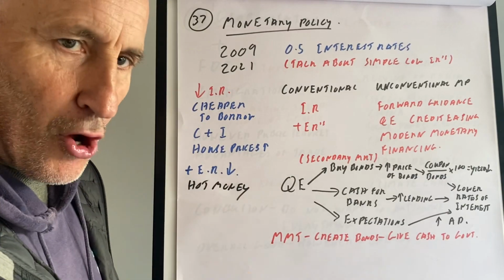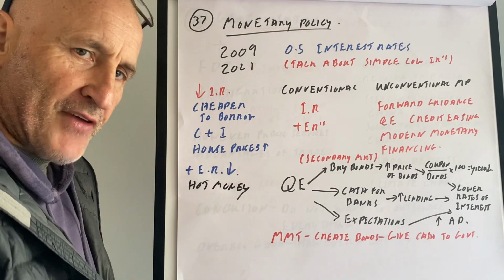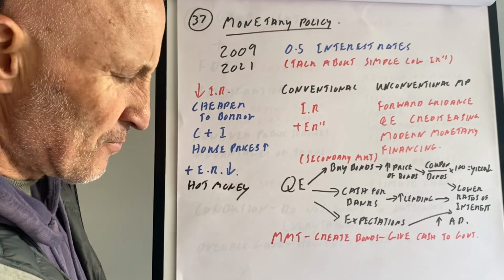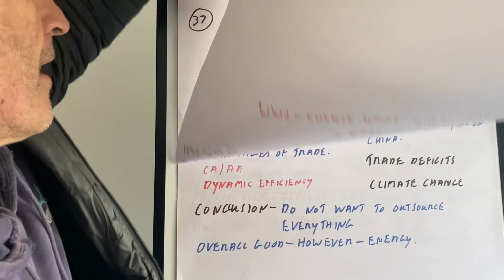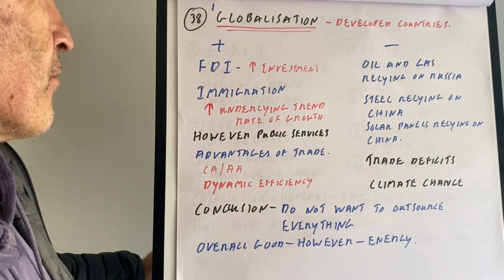MMT is you create the bonds yourself and then you give the cash straight to the government. And remember, we have that discussion, is this then a bit like, is monetary policy becoming like fiscal policy? Okay, but remember, you print loads of money, MV equals PT, and that could then create a problem.